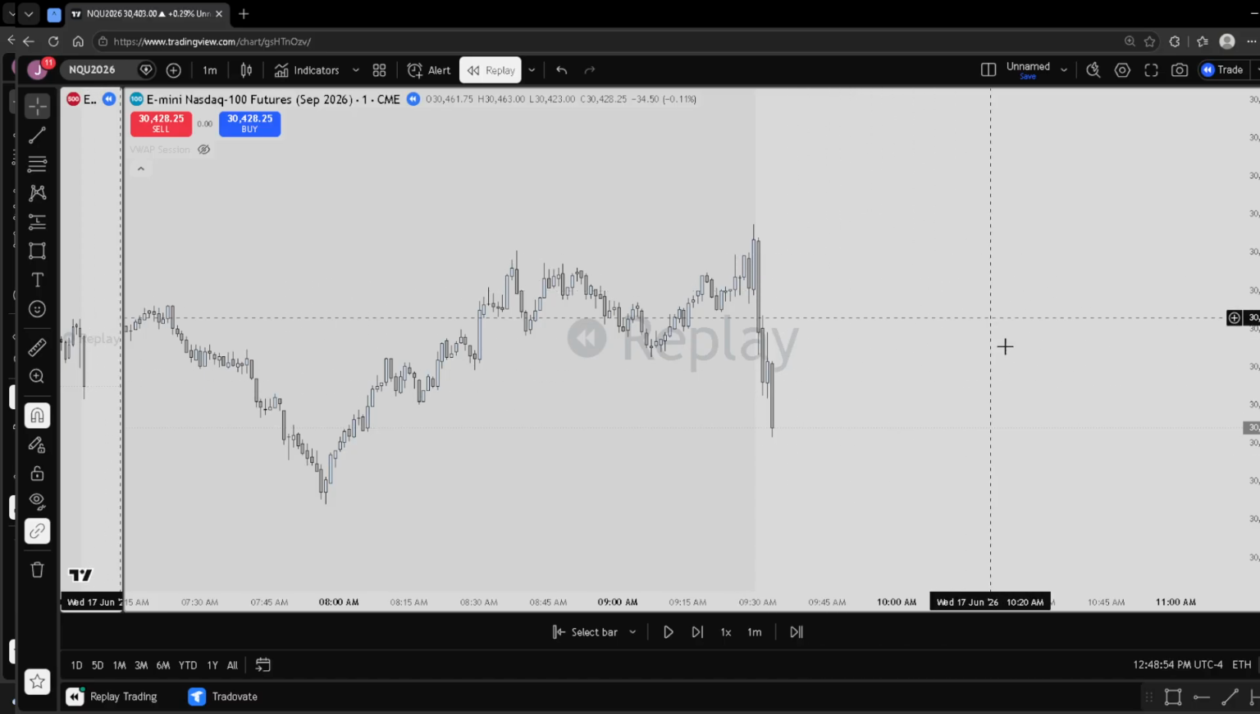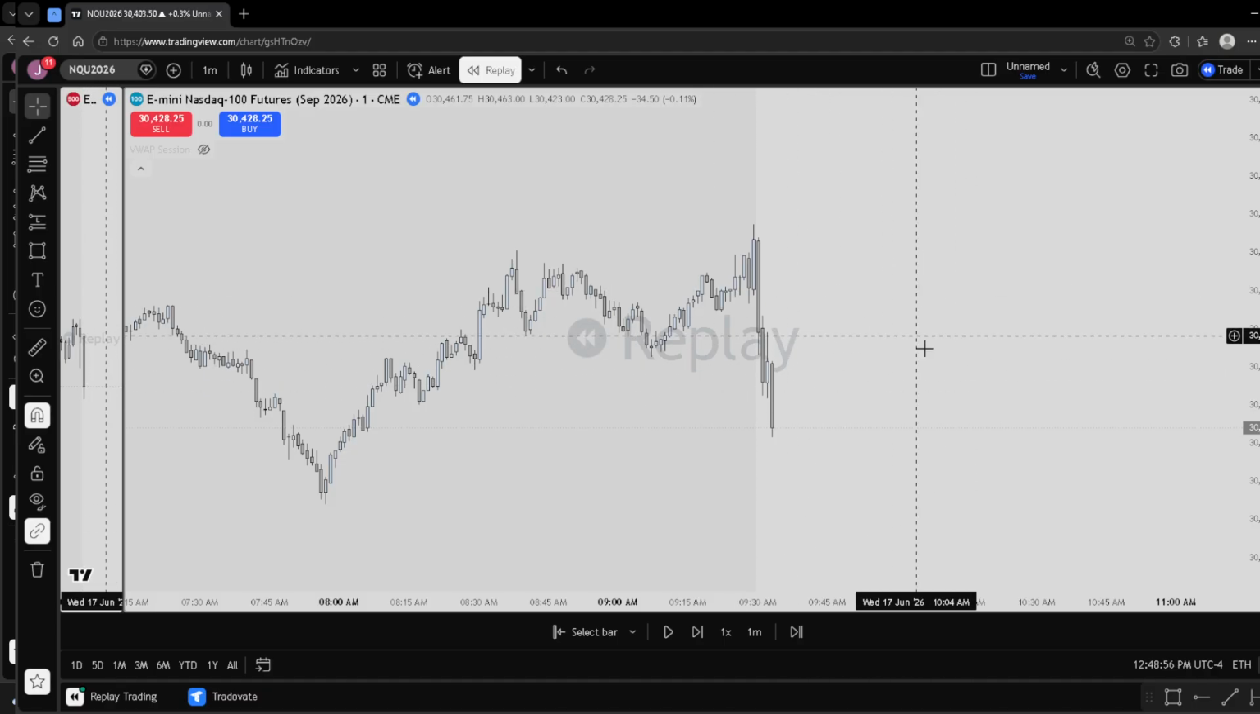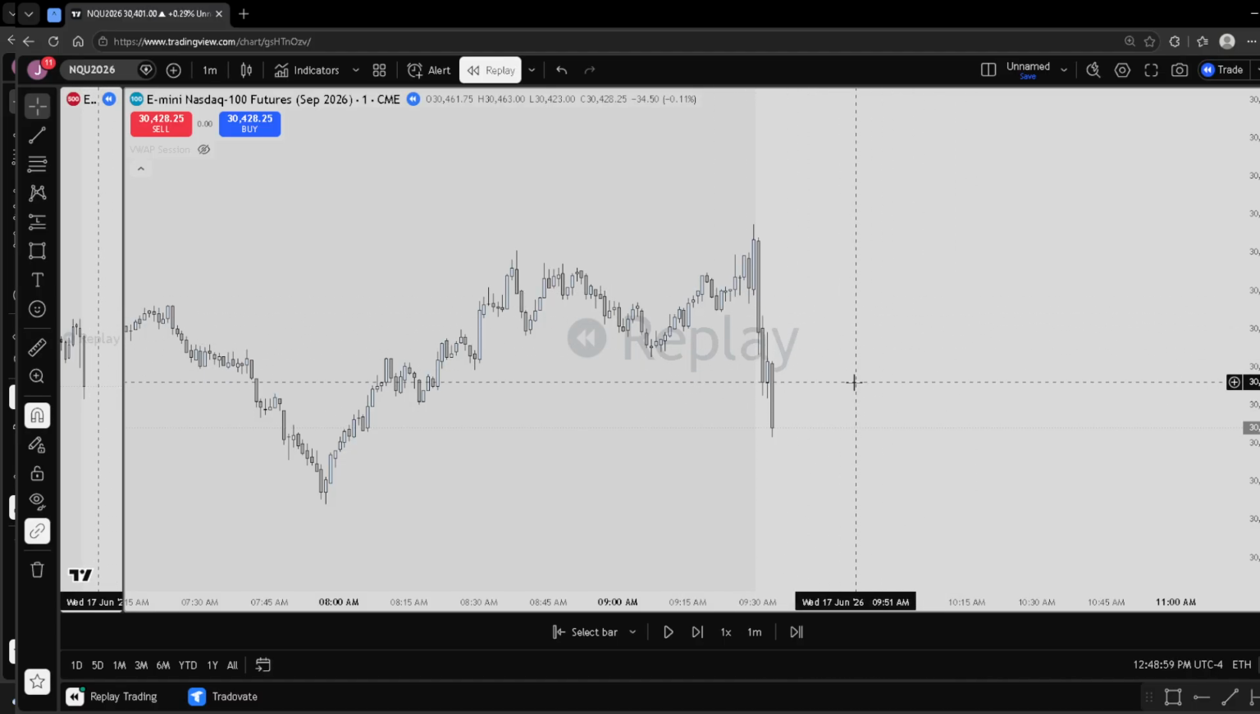I know there was a good short opportunity over here. Maybe if it took a long, I'm not sure. I haven't really looked at price action today, but great trade today.